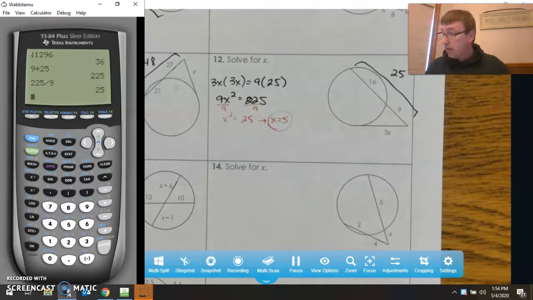Okay, so that covers our segment lengths if they intersect inside the circle or outside the circle. Keep in mind, if they intersect inside the circle, you are multiplying the parts. If they intersect outside the circle, it's outside times the whole thing equals outside times the whole thing.